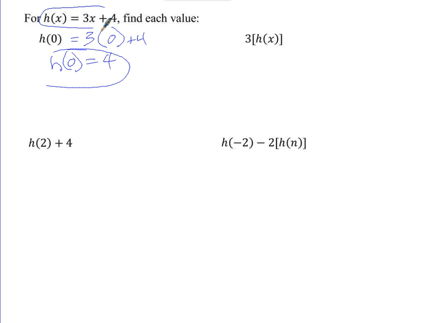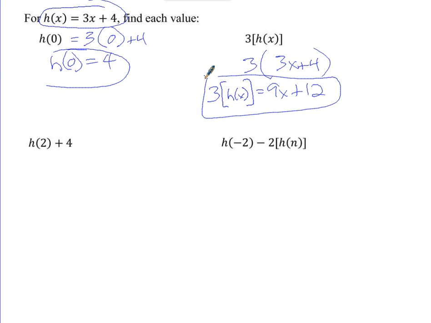What is h of x? Yeah, it's just sitting right here. That's h of x right there. So the 3x plus 4 is going to go in right here. I have 3 times the 3x plus 4. So what could I do now? Distribute, yep. 3 times 3x is 9x. 3 times 4 is positive 12, so 9x plus 12. So I'm going to write 3 bracket h of x equals 9x plus 12. That's my answer.